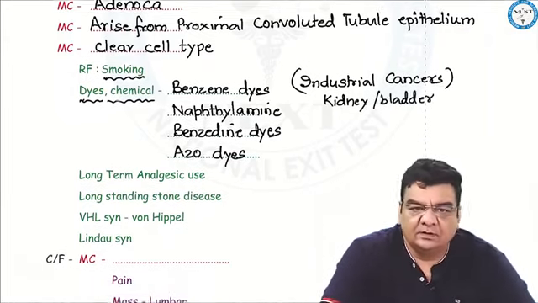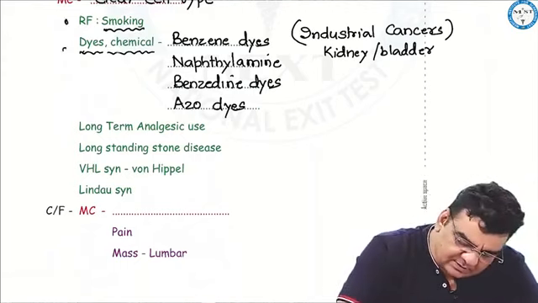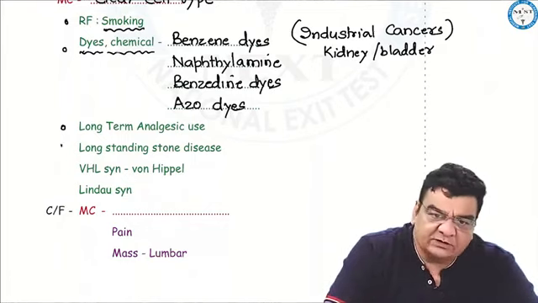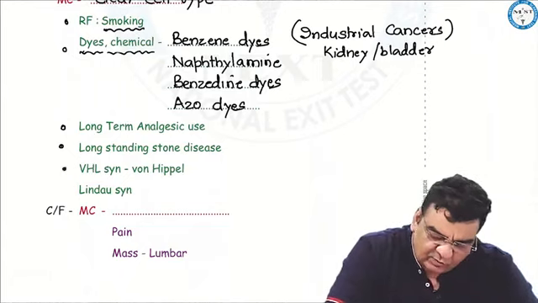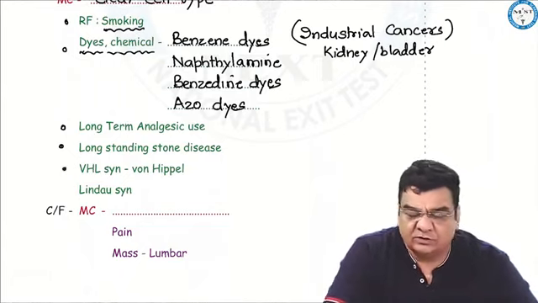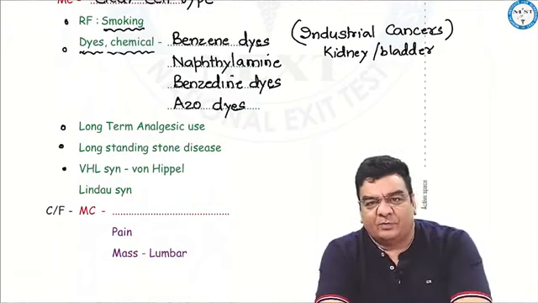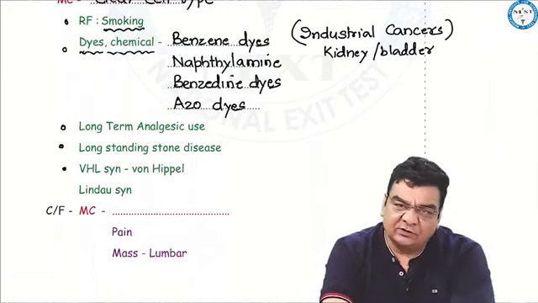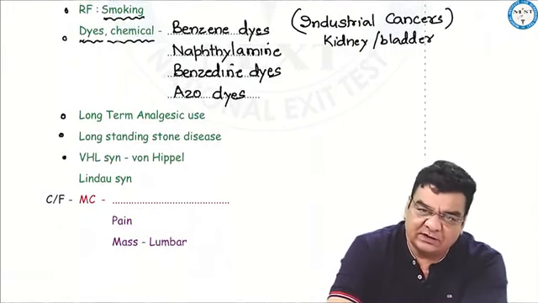Apart from this, long-term use of non-steroidal anti-inflammatory drugs, long-standing stone inside the kidney, and a syndrome, von Hippel-Lindau syndrome. With esophageal cancer, we talked about Plummer-Vinson syndrome. With colorectal cancer, we talked about Gardner syndrome, Turcot syndrome, and Lynch syndrome. With kidney cancer, von Hippel-Lindau syndrome can be associated.